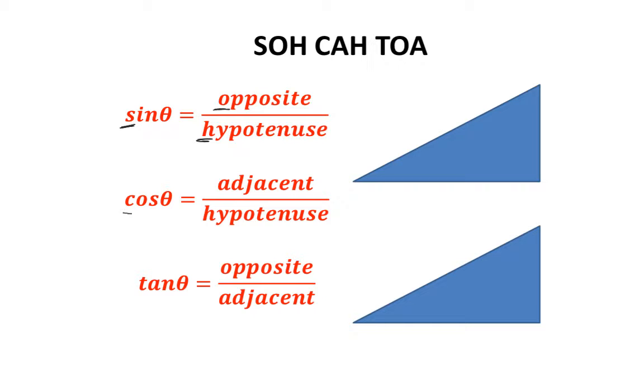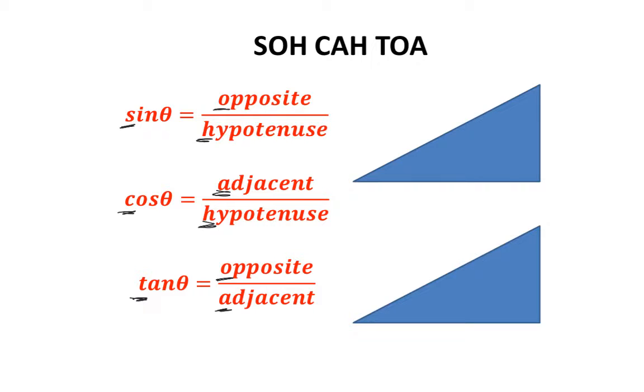CAH stands for cos theta equals adjacent over hypotenuse. And TOA stands for tan theta equals opposite over adjacent. And it is important to remember that the terms opposite and adjacent are relative terms.